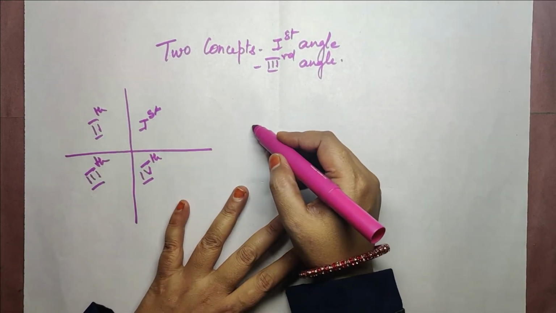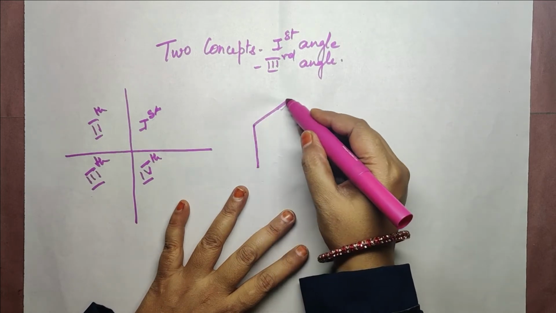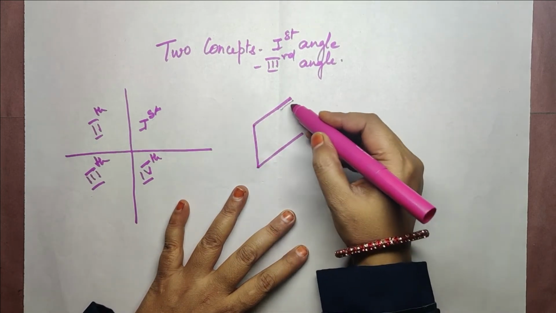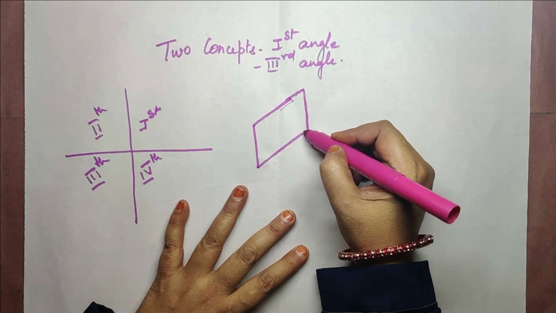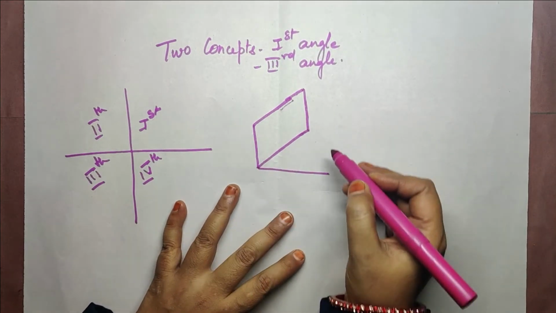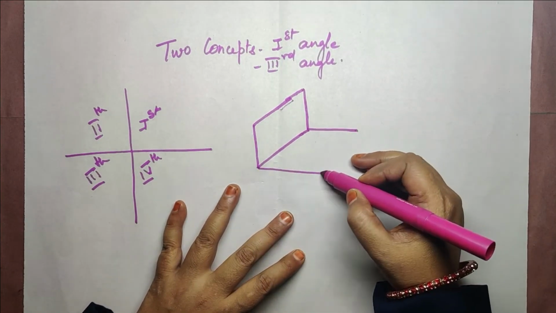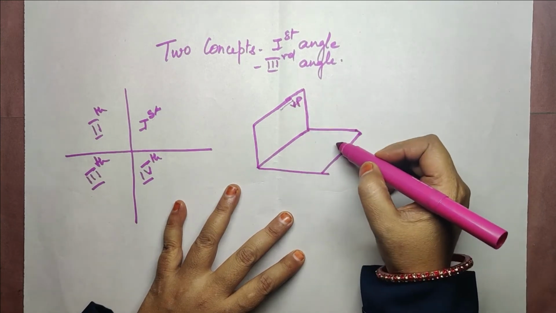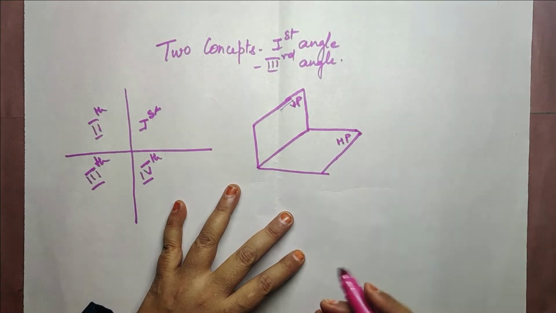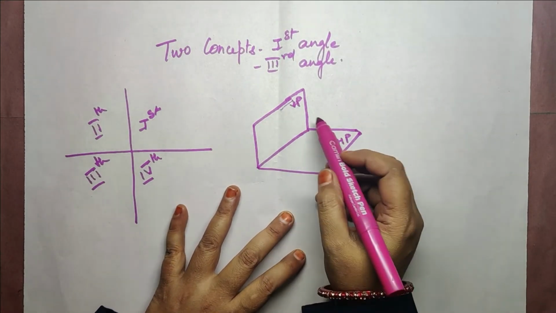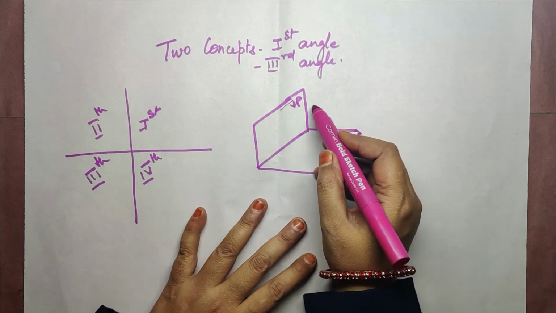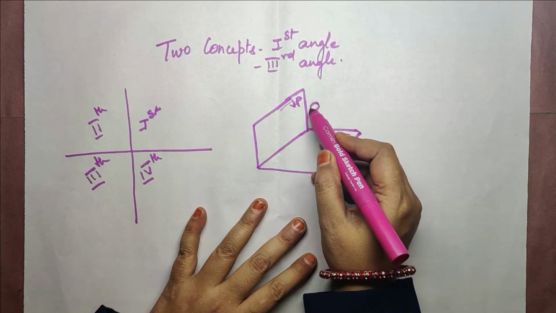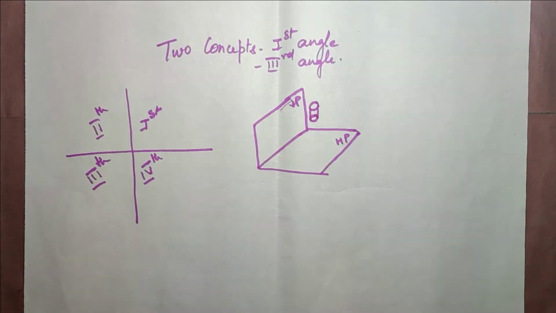Now when I am taking the first quadrant, what I will do is I will place a plane, that is a vertical plane and a horizontal plane. Okay, so this is vertical plane, this is horizontal plane. Okay, and in between this I am going to place an object. So let us place a cylinder. This is a cylinder, we'll place a cylinder.